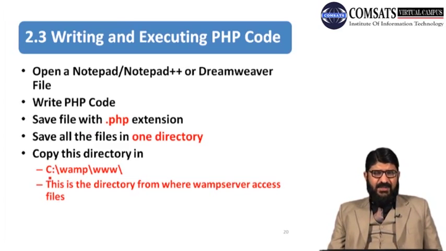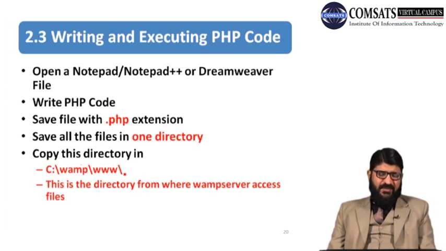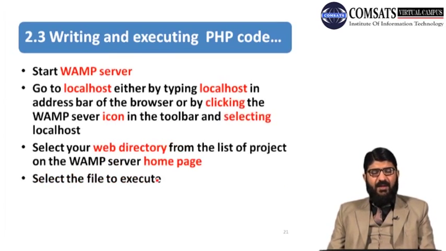Usually a WAMP server is installed on your C drive, which is usually the drive where your operating system is installed. So it is written in this way: c:/wamp is installed, www is the root directory, and then you add the relevant files that you want to execute on the WAMP server. From this particular directory, the WAMP server is going to access your PHP files.